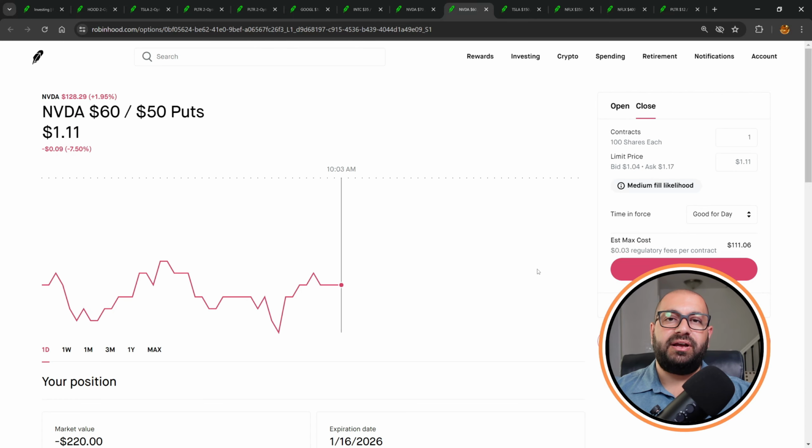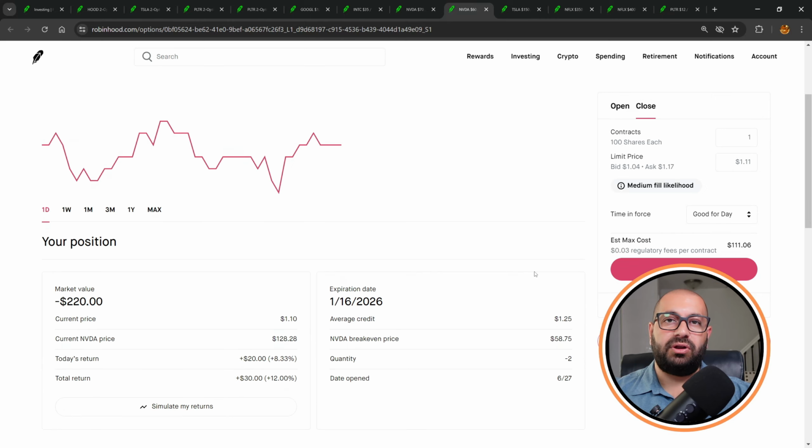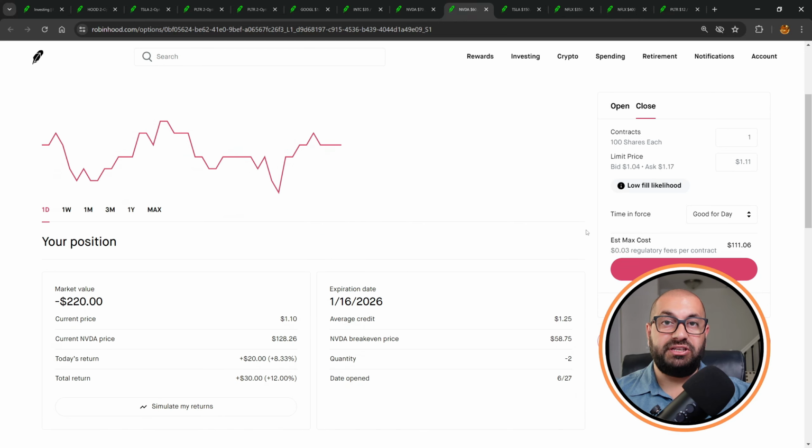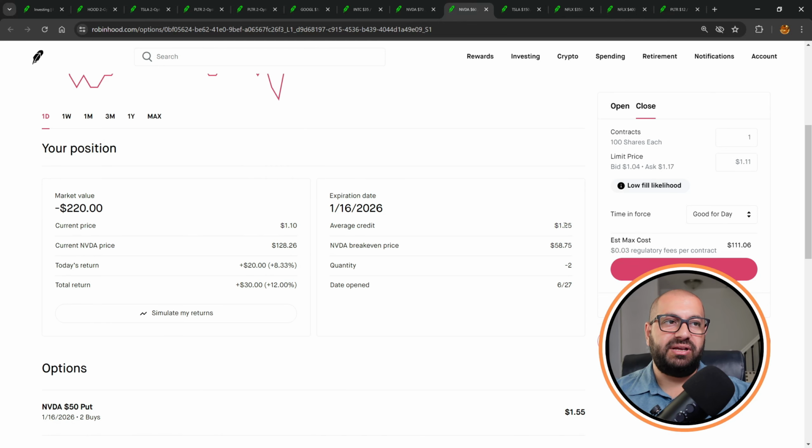In a put credit spread, you are going to generate a higher percentage return on the cash collateral that you have invested in that name. For example, between the 60 to 50, it took me $1,000 cash collateral to open this trade for each contract, while at the same time receiving a $125 credit.